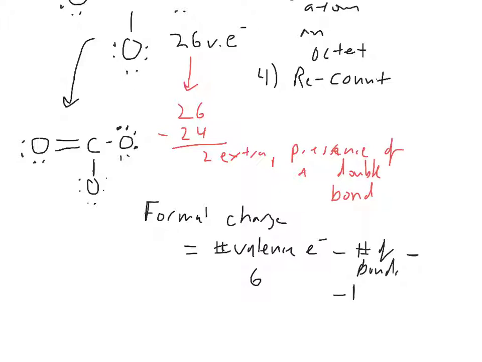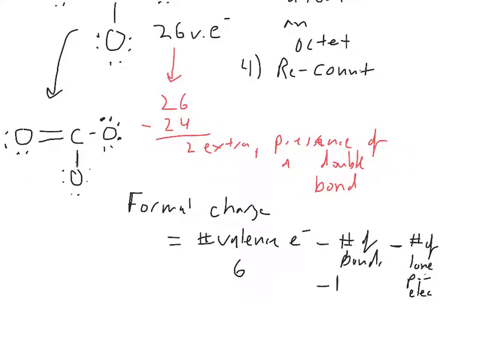Minus the number of lone pair electrons. This has 2, 4, 6 lone pair electrons. Okay, not lone pairs, but lone pair electrons. So minus 6. So the formal charge for that oxygen, 6 minus 1 minus 6, is minus 1.